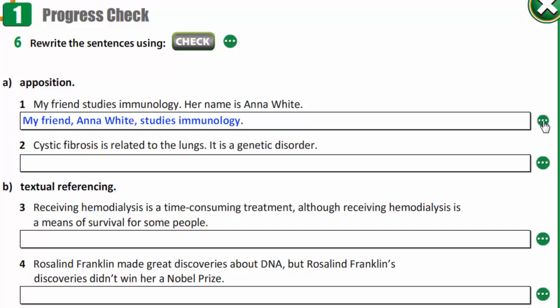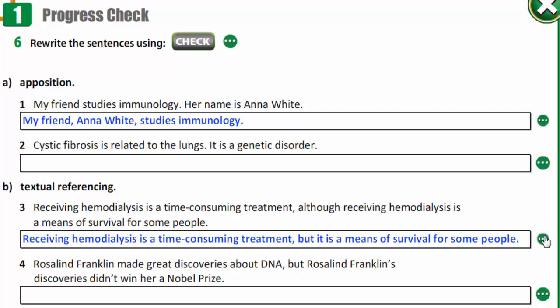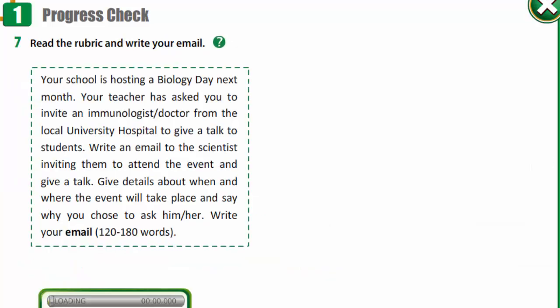And a textual reference example. Receiving hemodialysis is a time-consuming treatment, although receiving hemodialysis is a means of survival for some people. You are to write, receiving hemodialysis is a time-consuming treatment, but it is a means of survival for some people. Rewrite the sentences by yourselves.